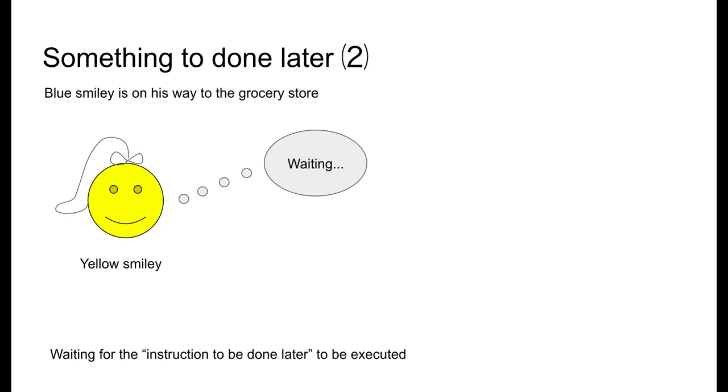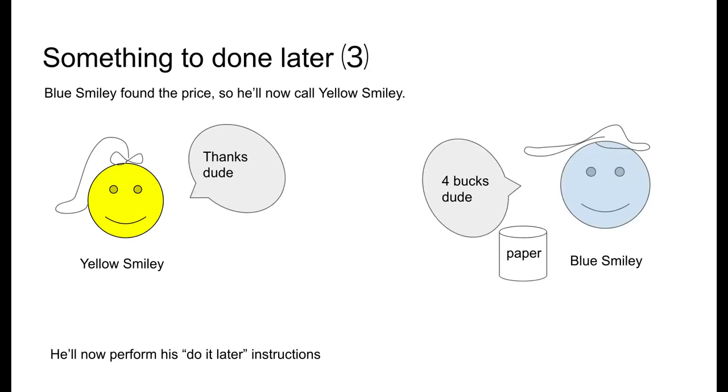While Blue Smiley is on his way to the grocery store, he won't call Yellow Smiley. That's because he hasn't arrived at the grocery store and hasn't checked the price yet. When Blue Smiley arrives at the grocery store and checks the price of toilet paper, he will then call Yellow Smiley and tell her the price. This is very similar to executing a callback function.